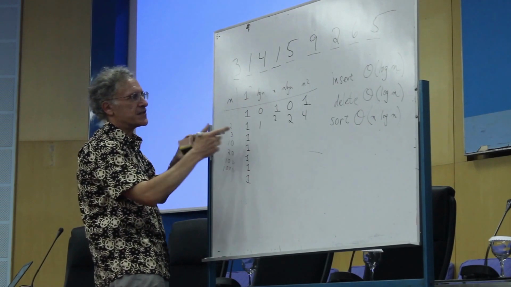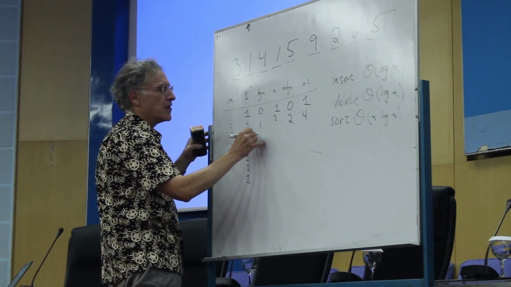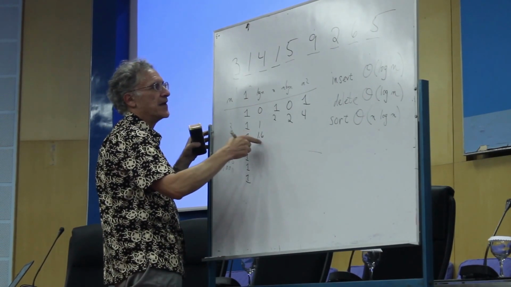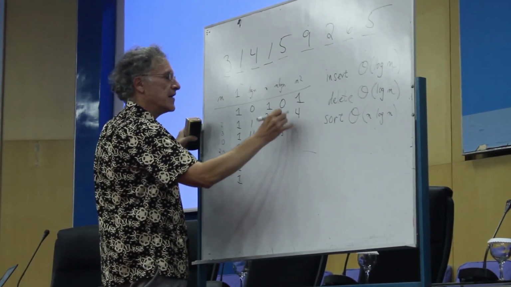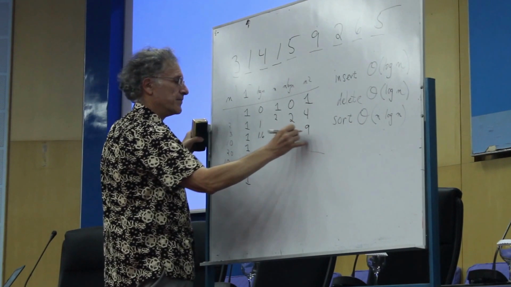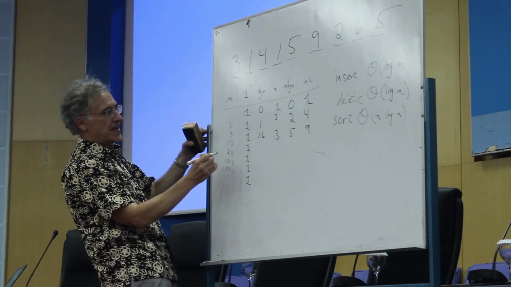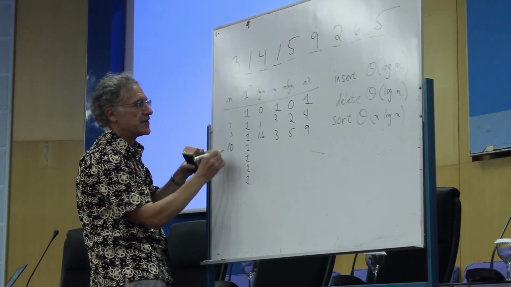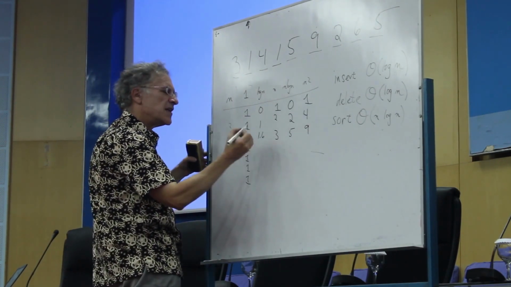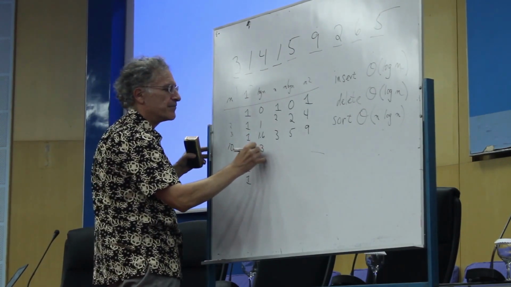Now with 3, again, it's small. Log is 1.6 or so. It's not big. N is 3. N log n is about 5. N squared is 9. When I get to 10, let me move it down a bit here. 10, log of 10 is approximately 3.